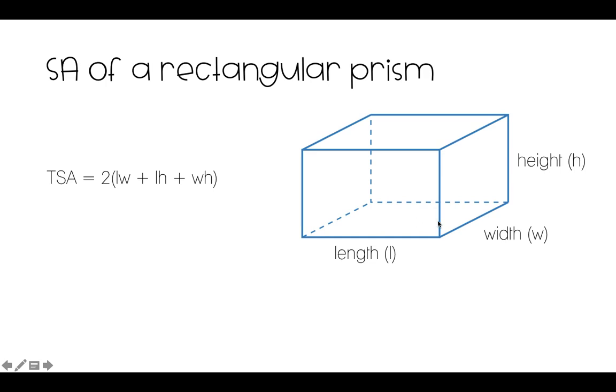So when we look at our rule for surface area of a rectangular prism, if we look at everything in the brackets, length times width gives us this bottom bit. Length times height gives us this front face. And width times height gives us this side face here. We know we have 2 of each of those, so we're going to multiply it by 2. So our rule to find the total surface area of a rectangular prism is 2 times (L times W plus L times H plus W times H).